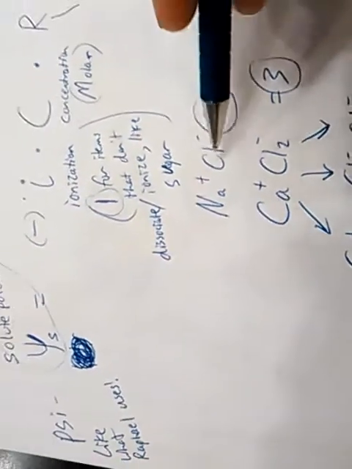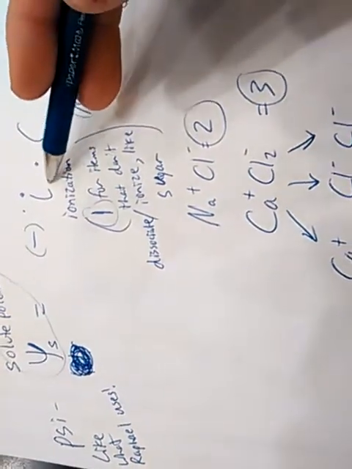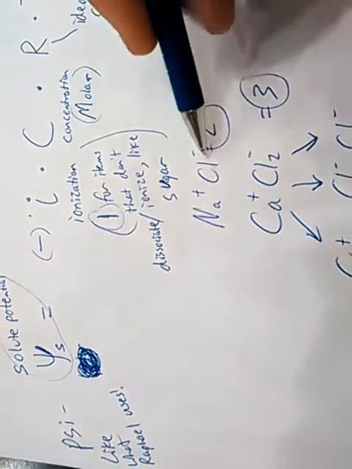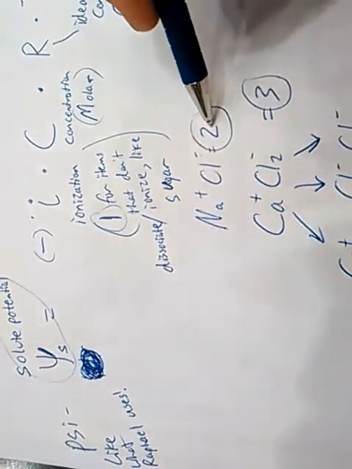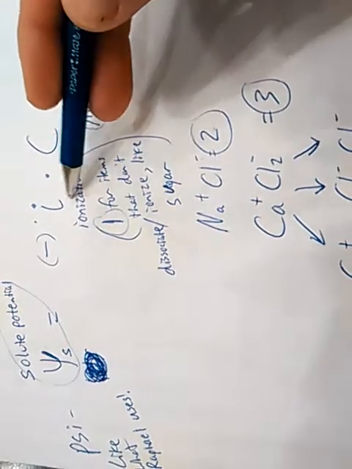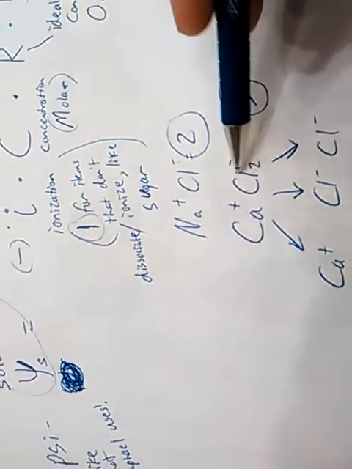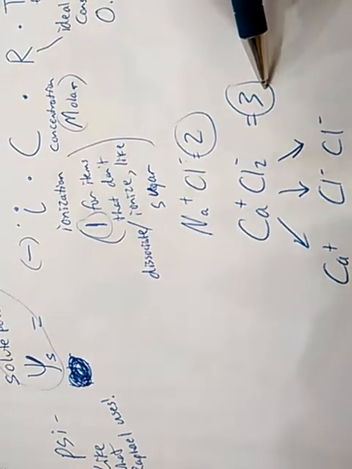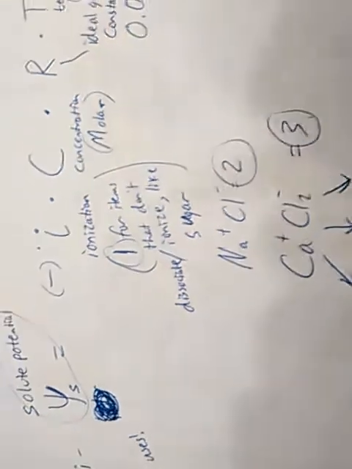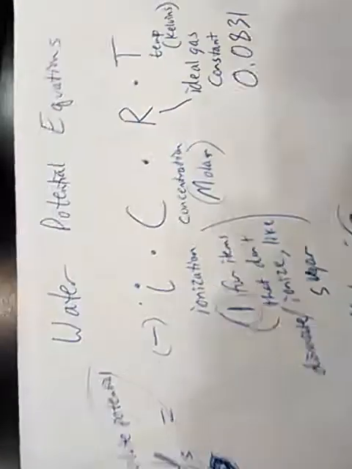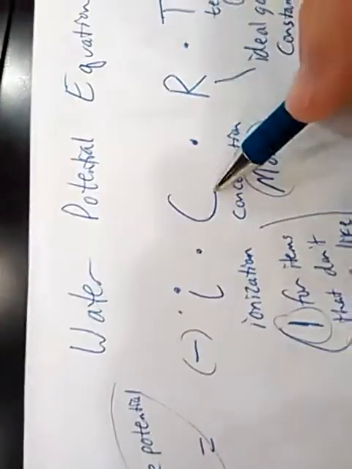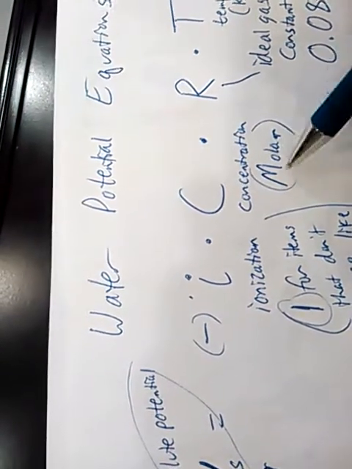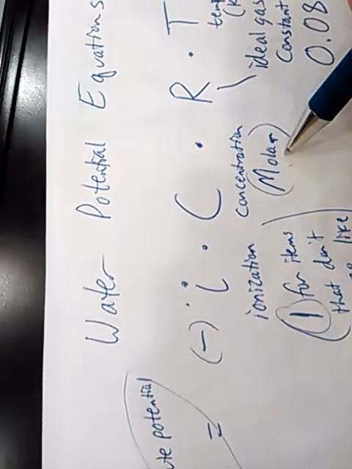However, if we were to be dissolving salt, sodium chloride, those are 2 particles, so we would use a 2 for that value of i. If we use calcium chloride, that would be 1 calcium ion, 2 chlorine ions, so we'd use a 3 value for that. So you can see how that works. It's not too complicated. Concentration, easy to work with. The units are going to be the molarity of the solution.